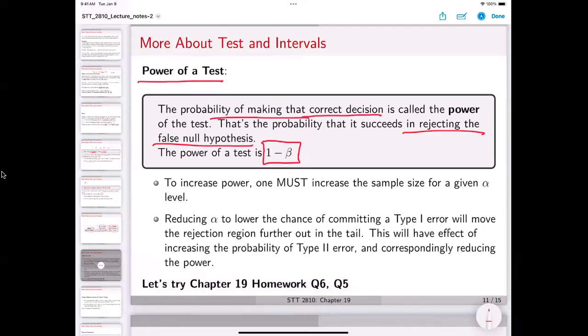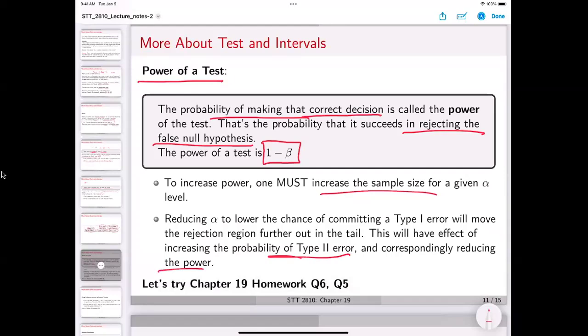So to increase the power of the test, that is our focus. We always want to make the right decision. We must increase the sample size for a given alpha level. And then also, if we try to reduce the type 1 error, it moves the rejection region further out in the tail, which would increase the probability of what? Type 2 error. And then correspondingly, it's going to what? If the probability of type 2 error increases, it's going to reduce the power of the test.